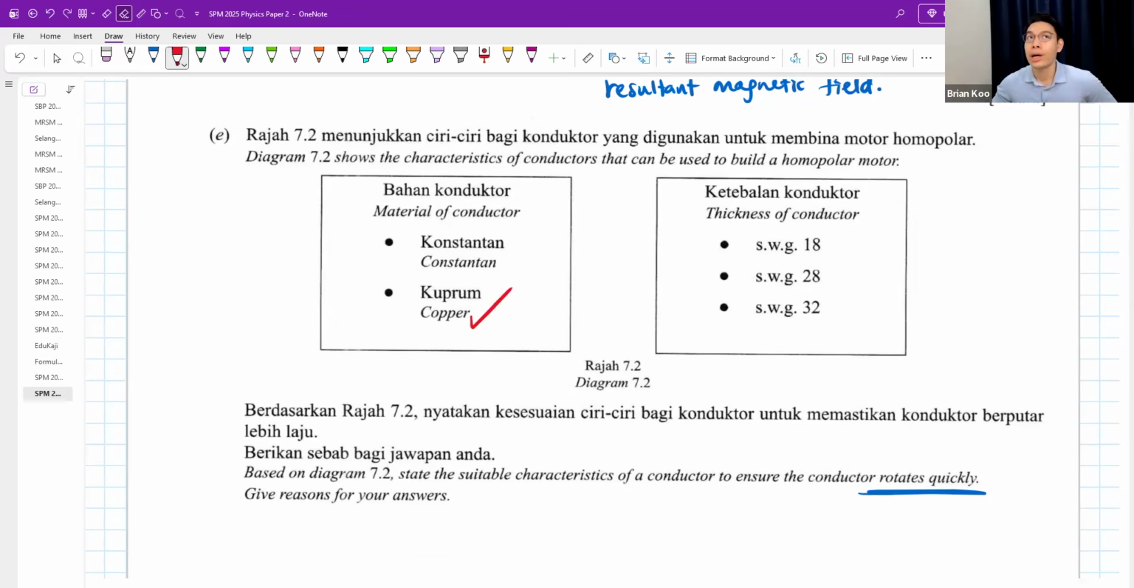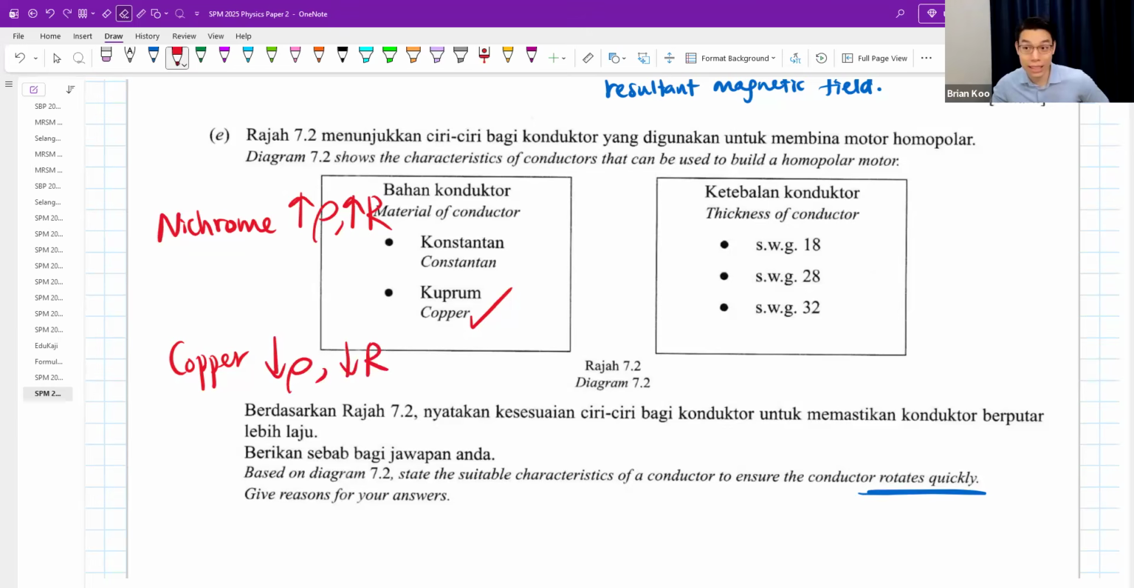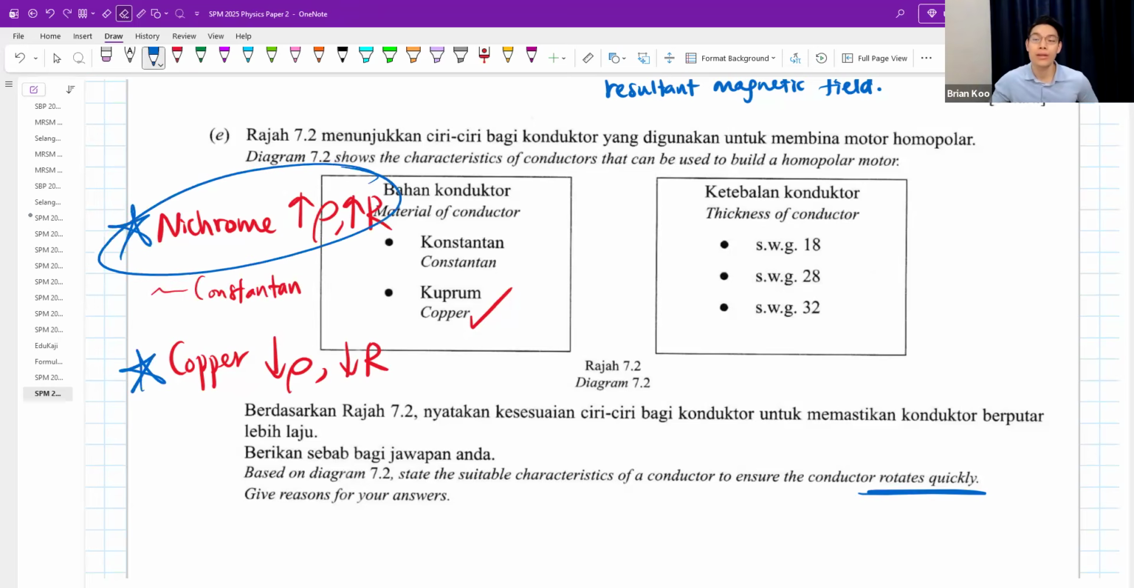You have to know two important materials in your syllabus for wire. There's nichrome and there's copper. Nichrome is the one with the highest resistivity, therefore highest resistance. Copper has very low resistivity, therefore very low resistance. Somewhere in the middle you have constantan, which we rarely use for any real life application, but these two you must know. I use nichrome a lot for heating elements.